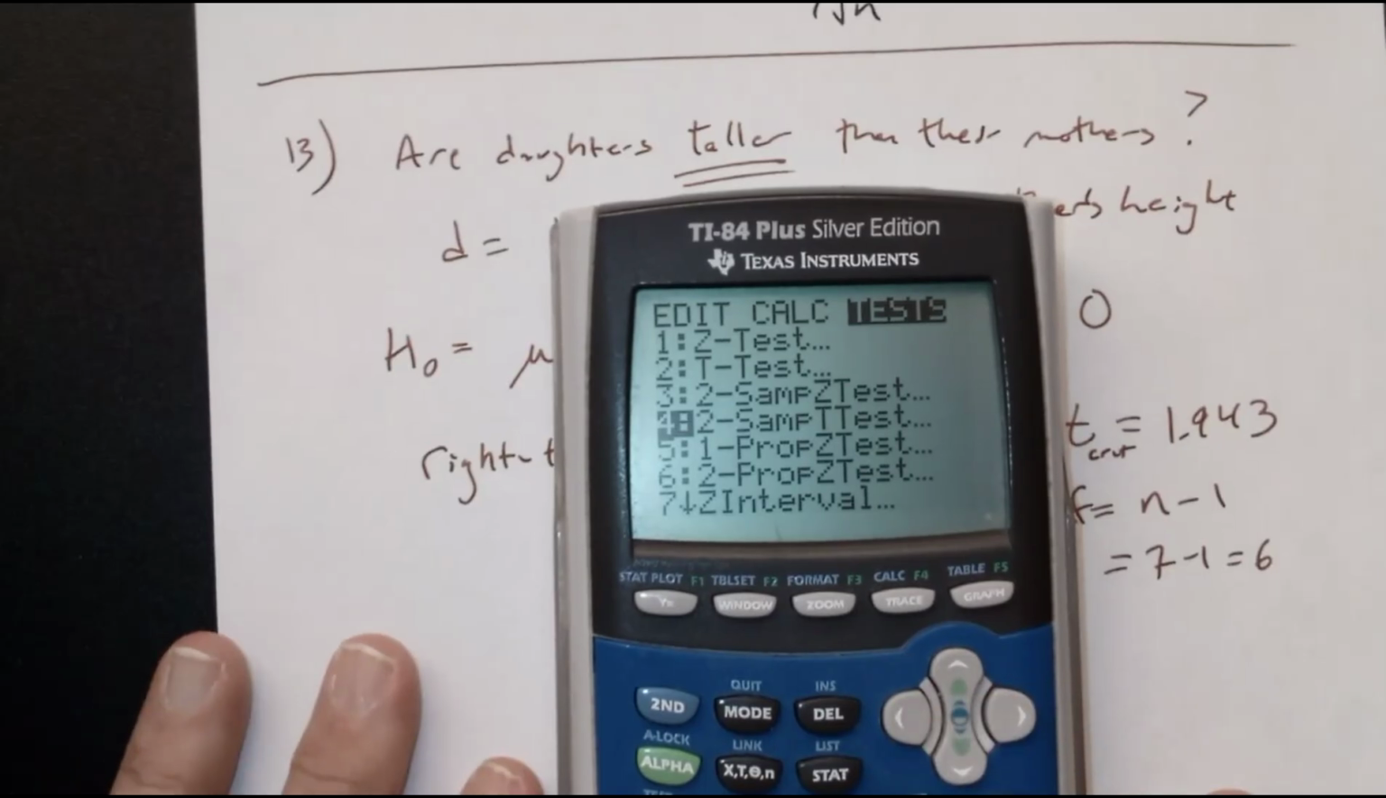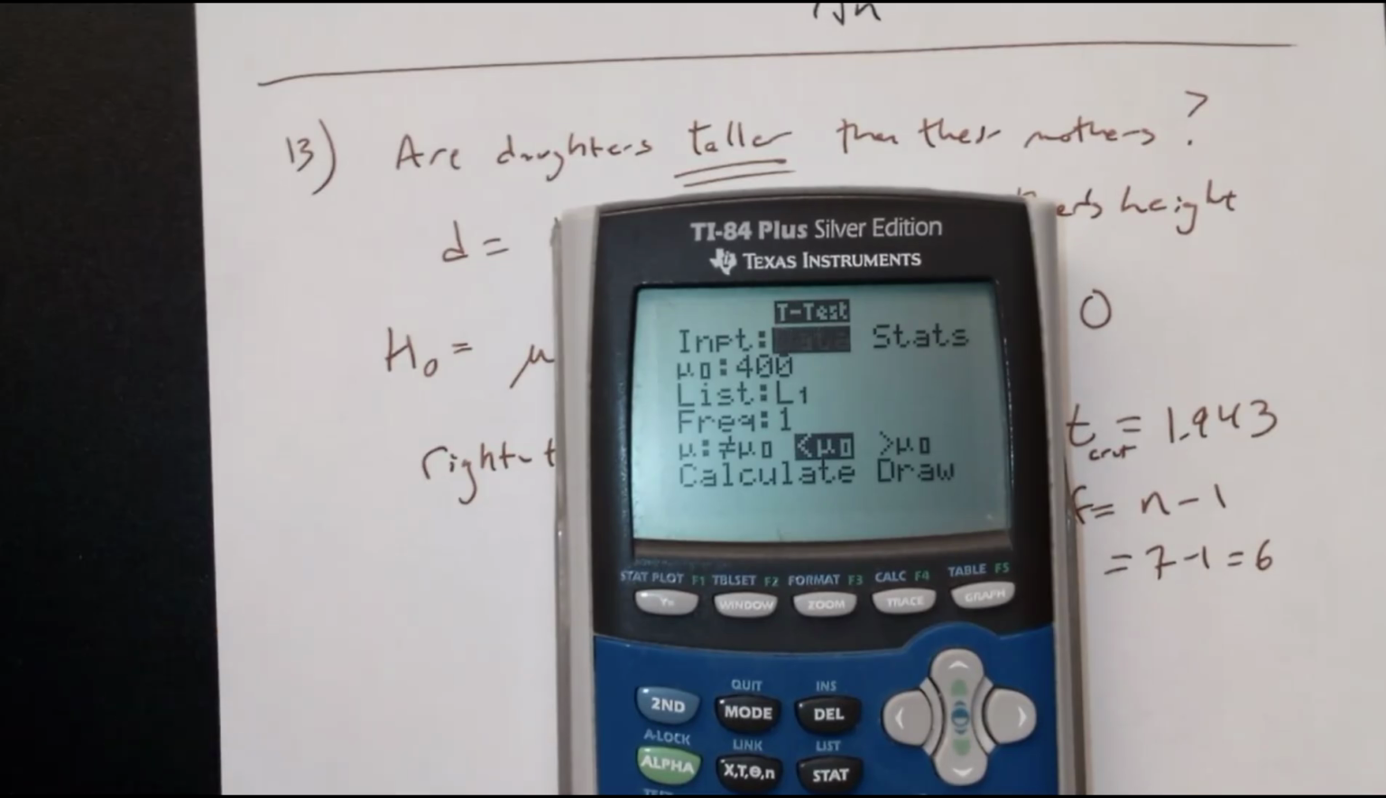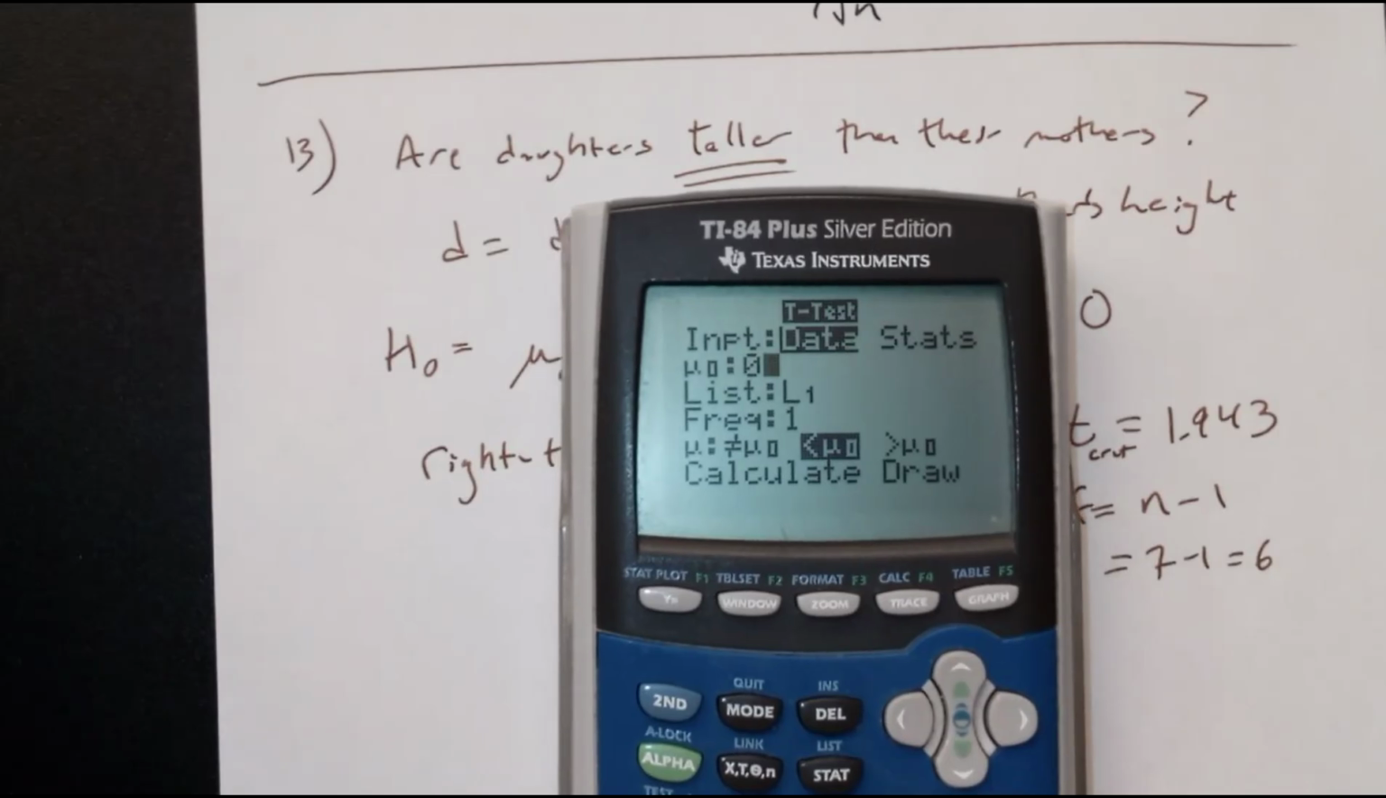I suppose if I were going to do this by hand on here, I do it as a 1-sample test. I just have to work out the differences first, right? So I'd have to go through and do that subtraction between daughter's heights and mother's heights, and then I could use this version. And my benchmark would be 0.